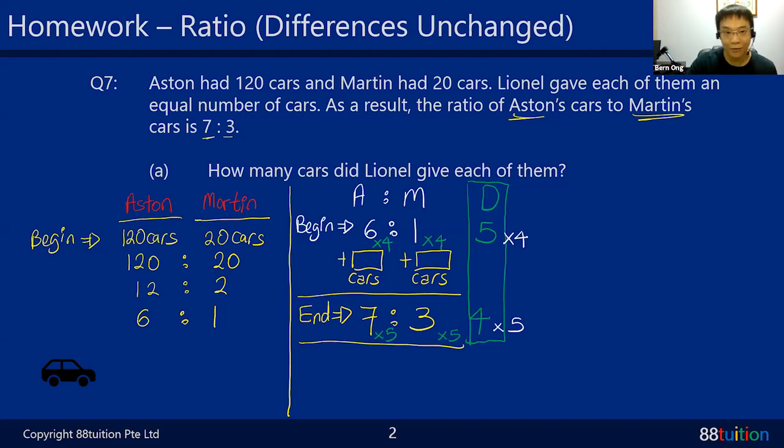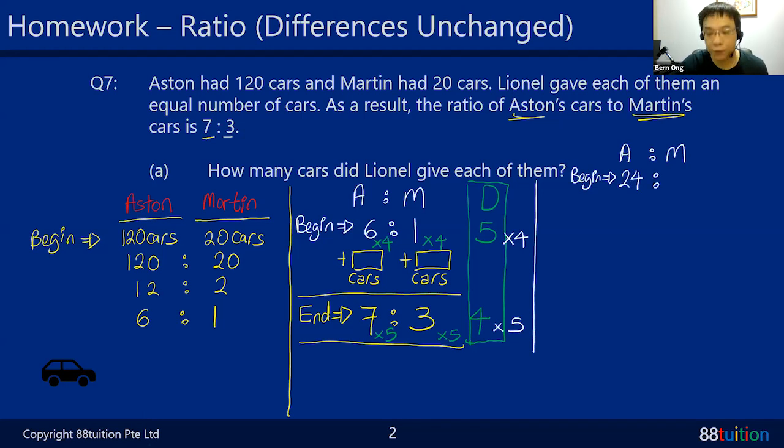All right. So now I can represent my clues again. A is to M, Ashton is to Martin. In the beginning is how many? Looking at the center portion, 6. 6 times 4 is 24. So Ashton got 24. Martin, 1 times 4 is 4. And the difference is how many units? 20 units. Can you see?